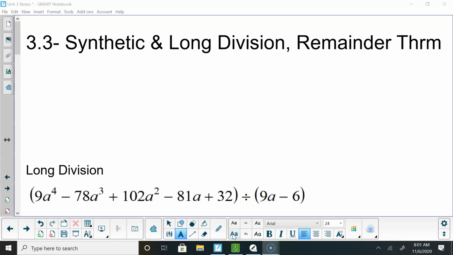All right. So when it comes to synthetic substitution, synthetic division, and long division, there are certain cases where they work, and some are better than others.